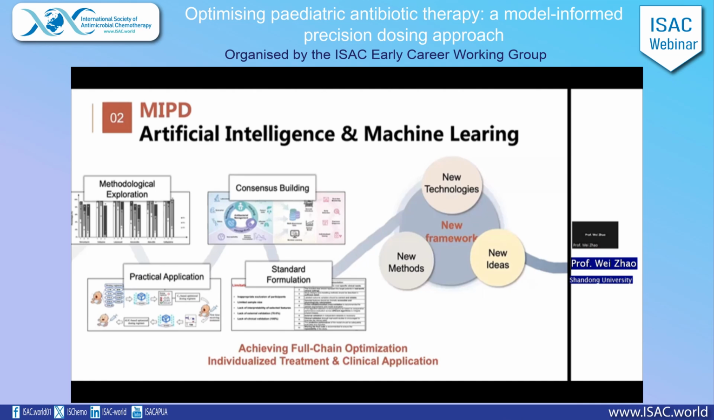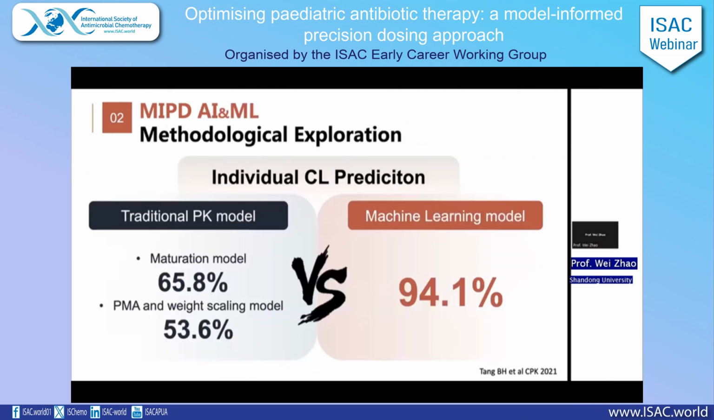So in addition to the traditional population PK modeling, we also try to use AI technology to improve target achievement. And as we have shown four years ago, our PhD student, Dr. Tang, showed that with individual clearance prediction, using machine learning can improve the individual prediction by more than 30%. And this approach shows a better result compared to the traditional maturation model and also the PMA weight scaling model.